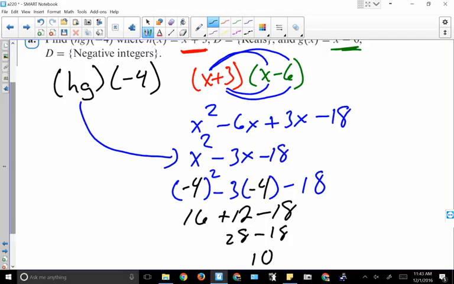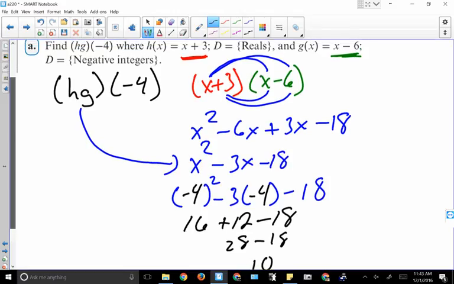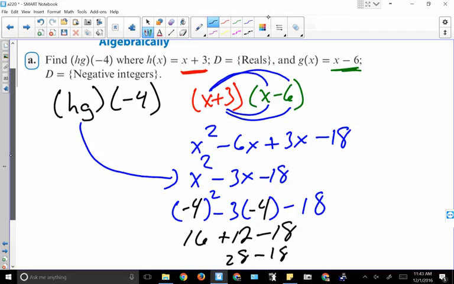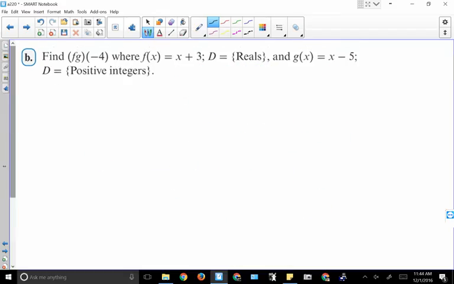Now, notice I didn't talk about anything where it said d was equal to the reals, d was equal to the negative integers. I didn't worry about that. Although we are going to have some concern with it when it comes to division. So, let's take a look at this one here.